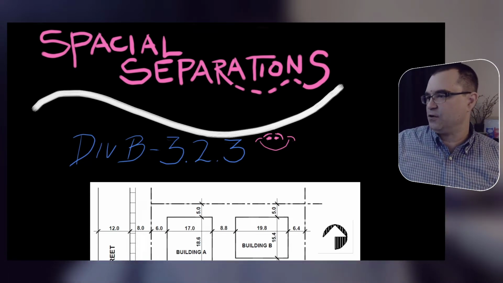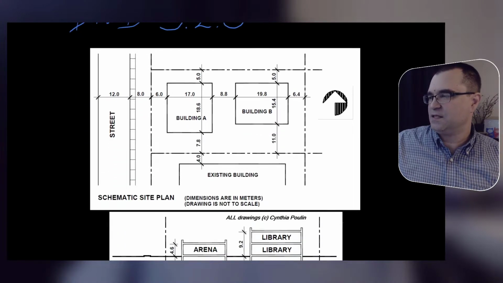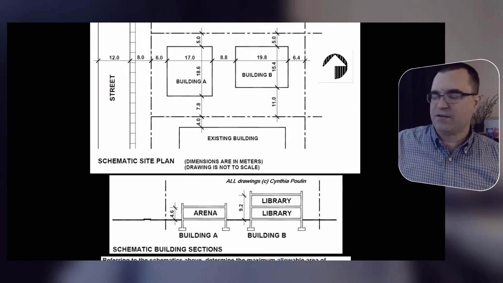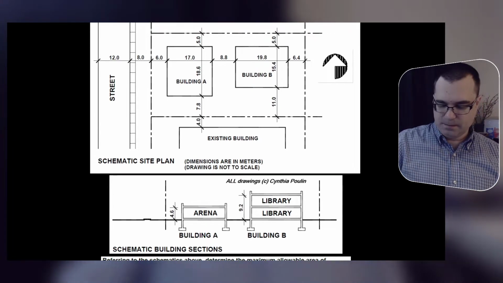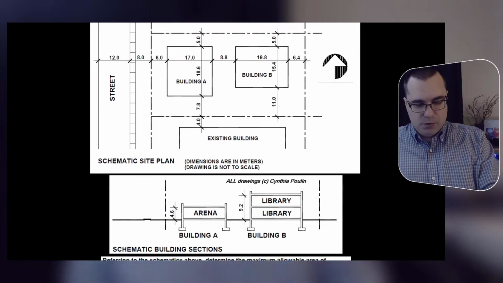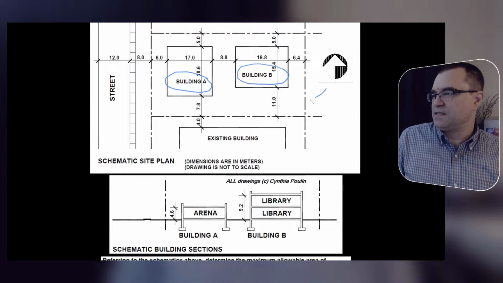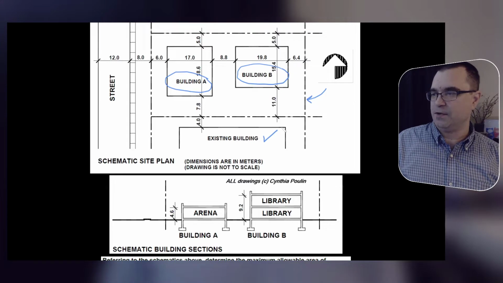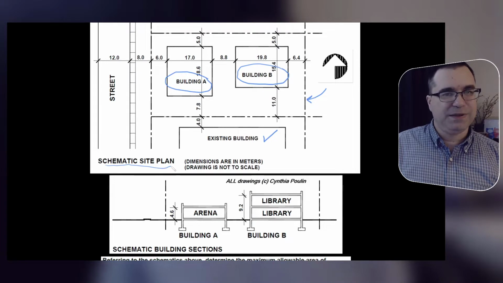So what we have here to cover the topic of spatial separations is this set of drawings. In general terms, we have here a building A, as you can see on screen. I'm just going to make it more noticeable right here. We have a building A right here. We have a building B, and a set of property lines that go around building A and building B. There's some other type of existing building. So this drawing here, the site plan, gives us all the plan dimensions.